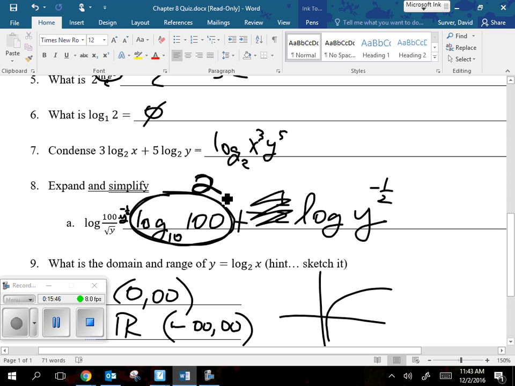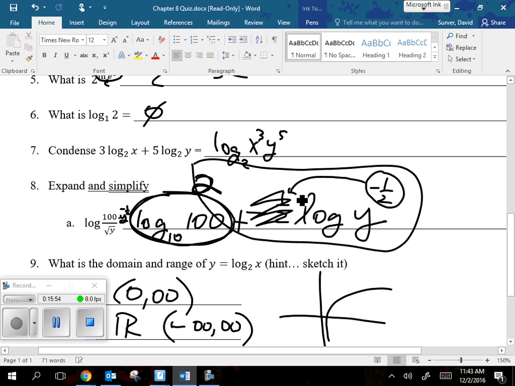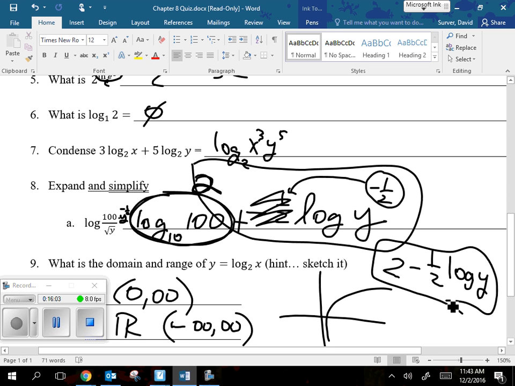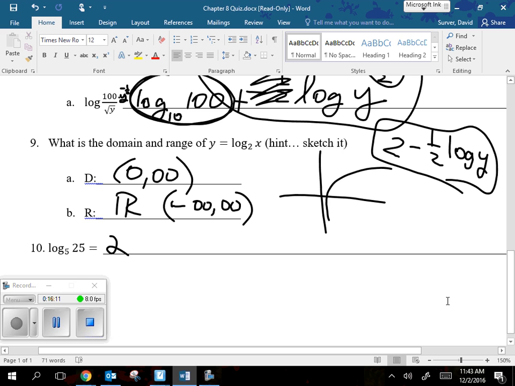So the final best answer was 2 plus log y to the negative a half, or even better, put that negative a half down in front, and you have 2 minus 1/2 log y. That's the best answer for number 8. Okay, number 9, what is the domain and range? The domain was 0 to infinity, and the range was all reals, or negative infinity to positive infinity. And the last question, number 10, was 2. All right, so you'll get a score on the top on this one out of 10.